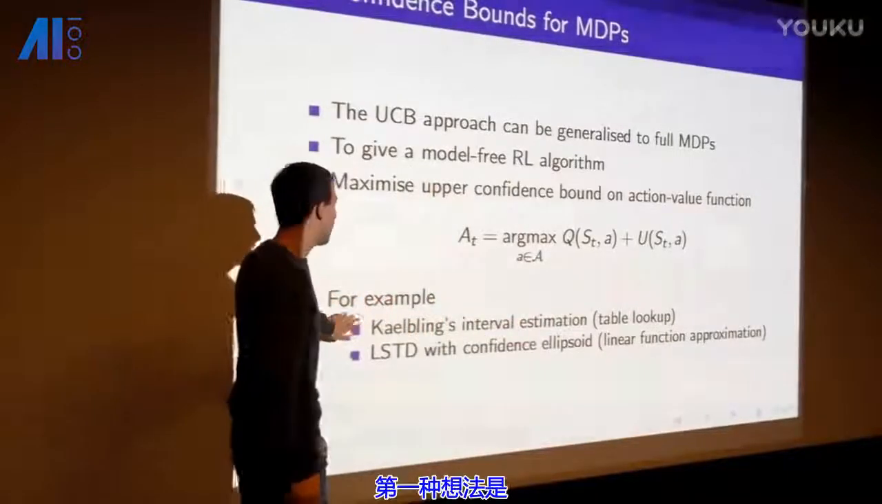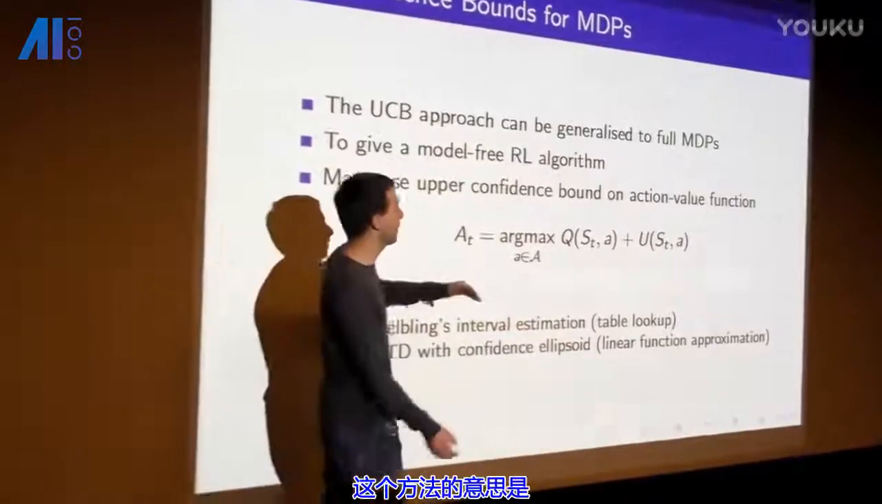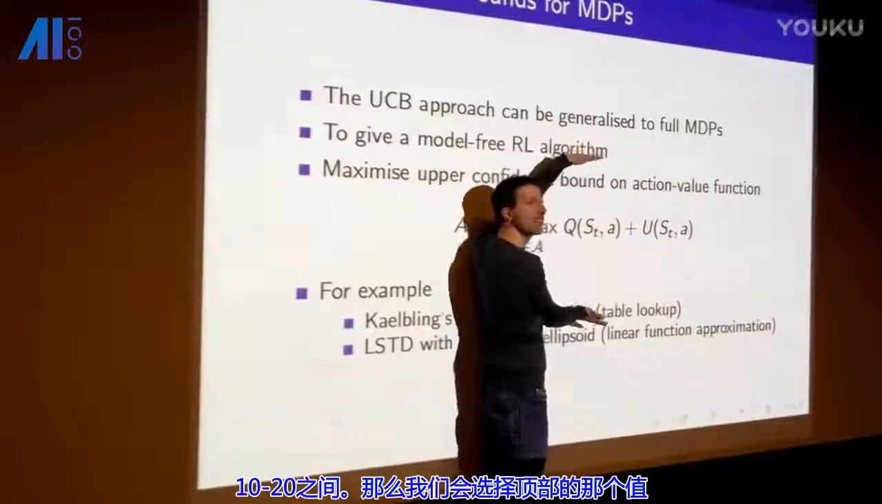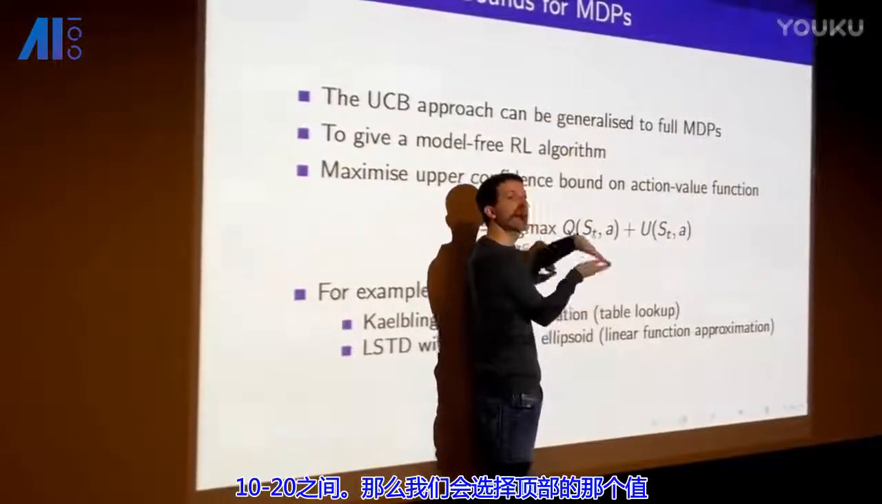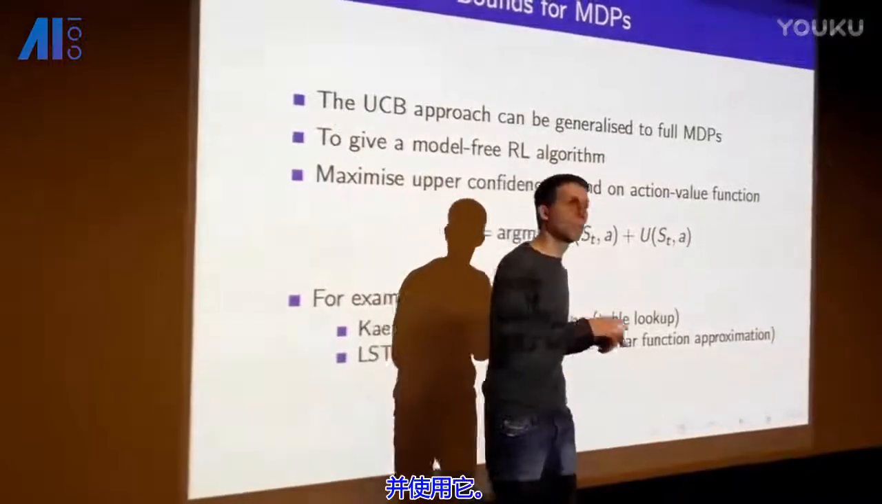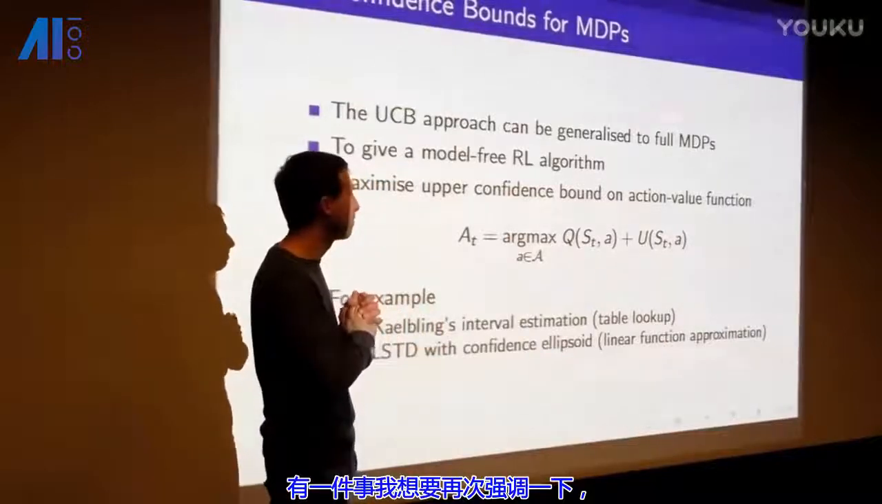The first idea which did this was an interval estimation method, where you basically just have some method that says my Q values, I'm pretty sure they're between 10 and 20, and then we just pick the top end of that interval as the value that we use. You can also use the more sophisticated methods that we saw with Hoeffding inequalities, whatever.